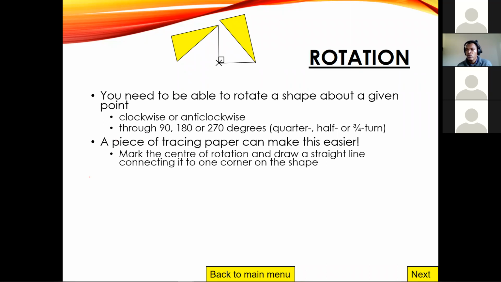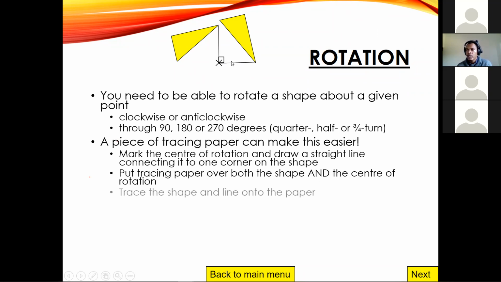Okay. So over here, we have some steps of how we use the tracing paper. So we will mark the center of rotation and draw a straight line that connects it to one corner of the shape. As you can see also over here, center of rotation, we mark it, draw a line connecting to one point of the shape, which is either there or over here. It doesn't matter which part you use. All right. Then put tracing paper over both of the shapes, and then at the center of rotation, trace the shape and the line onto the paper.